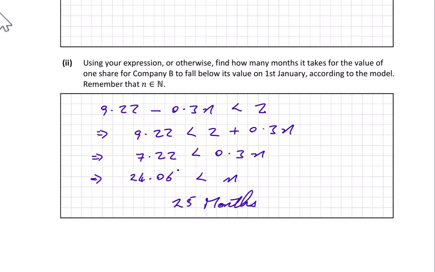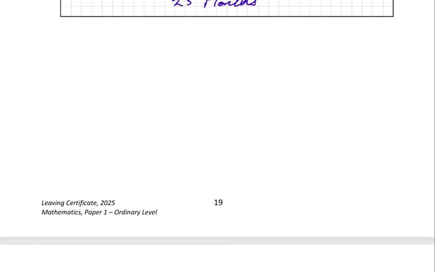So it takes 25 months after the 1st of January to fall below €2 again. Because if you think about it, 0 to 1, that's the first month. 1 to 2 is the second month. 2 to 3 is the third month. So 24.06 is the 25th month. Okay, so that's it for part 2 and this question. Okay, let's look at the next question.